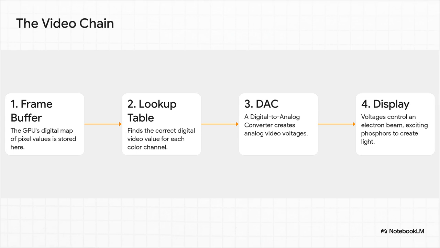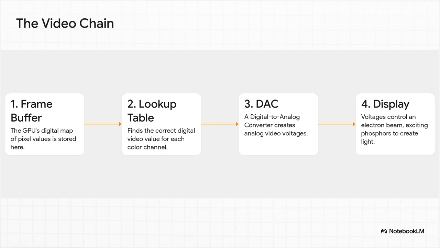Let's just walk through this chain real quick. So it all starts in the frame buffer. That's the GPU's digital blueprint for the screen. From there, the values go through a lookup table to find the right video signals for red, green, and blue. Then comes the crucial translator, the DAC, or digital to analog converter. This thing turns those ones and zeros into actual analog voltages. Think of it like turning a digital recipe into a physical ingredient. Finally, those voltages go to your display, telling it exactly how bright to make the tiny red, green, and blue lights that form every single pixel you see. And this entire translation happens thousands of times a second.